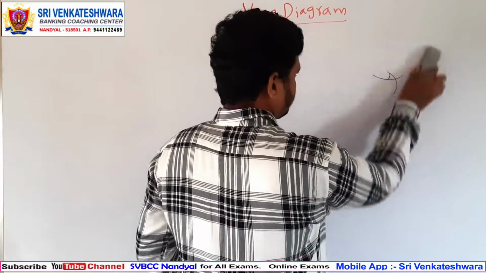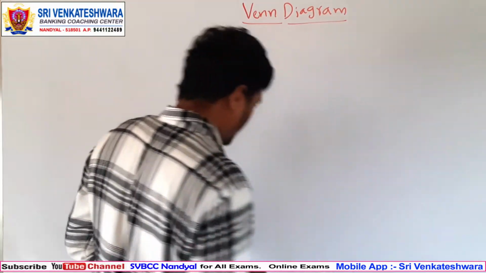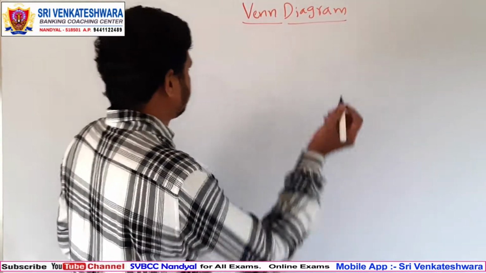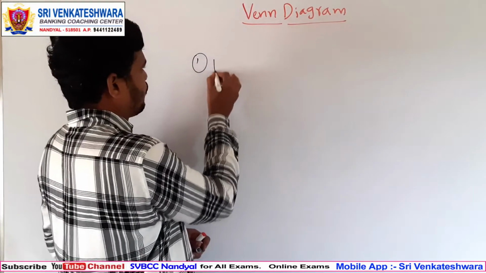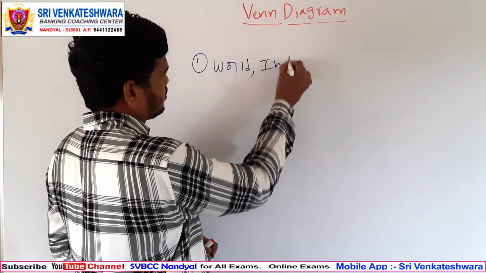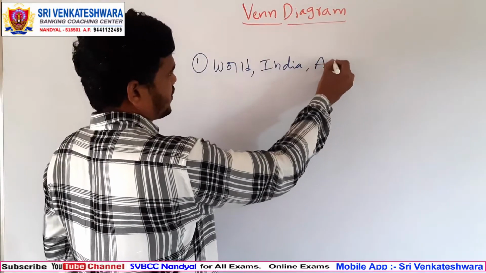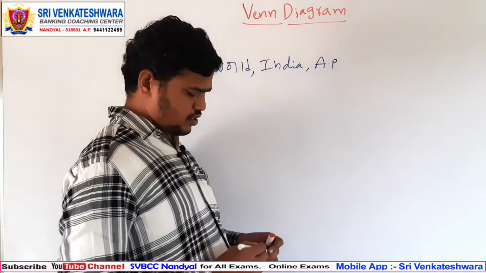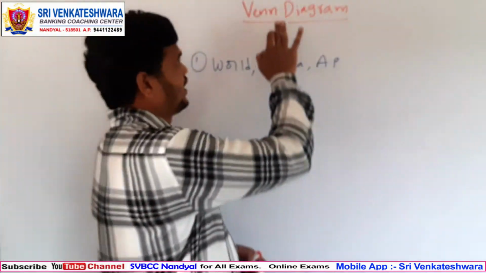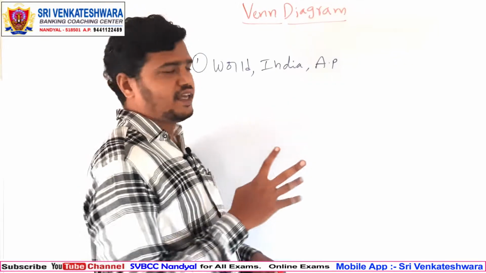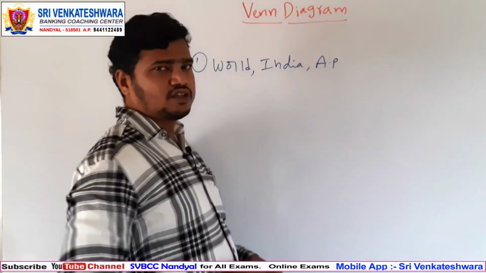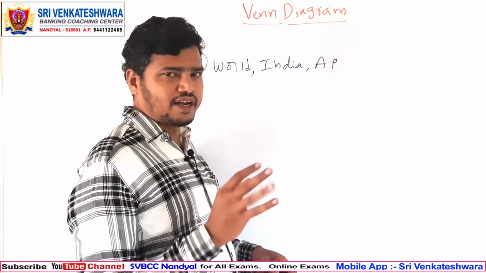For example, first I will take a general example of how we can draw the Venn diagram. World, India, Andhra Pradesh. This is how we can represent it in a Venn diagram with the help of circles. Here we have 3 things: World, India, AP.